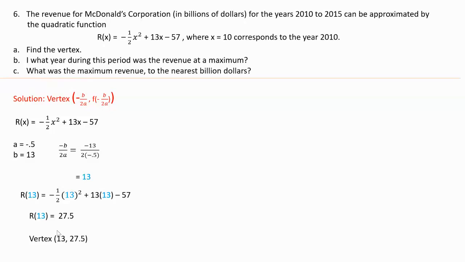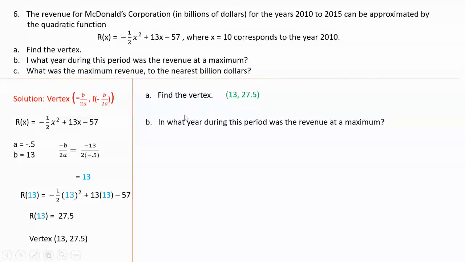Now for the B part, in what year during this period was the revenue at a maximum? Which means, what's the X part of the vertex? Okay, I jumped again a little bit. We're looking for the X part of the vertex, so the answer will be, if 2010 is X equals 10, then 13 will be 2013. That's the answer for the B part.